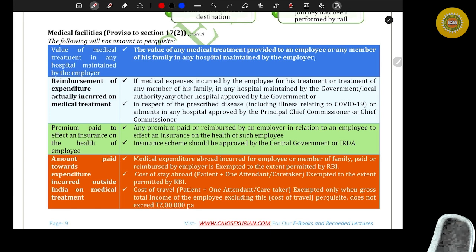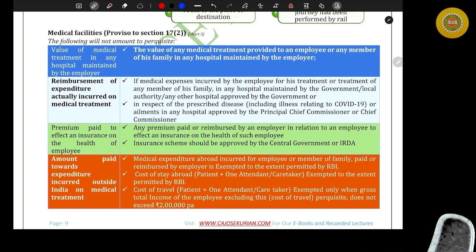You are undergoing treatment in a government hospital. First of all, it is very cheap. Not free, small costs are there. For surgery and all, there will be some amount. If that amount is also reimbursed by the employer, then nothing shall be taxable. Are you with me? A hospital maintained by local authority means taluk hospitals, hospitals under the corporation or panchayat, primary health centers, etc. Or a hospital approved by the government, then all the treatment costs shall be fully exempted, no problem.